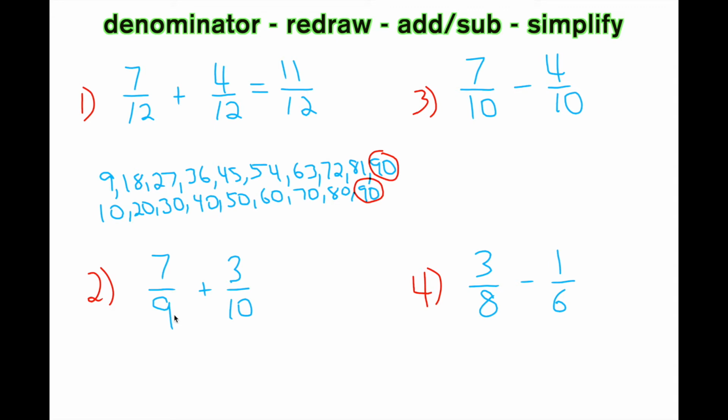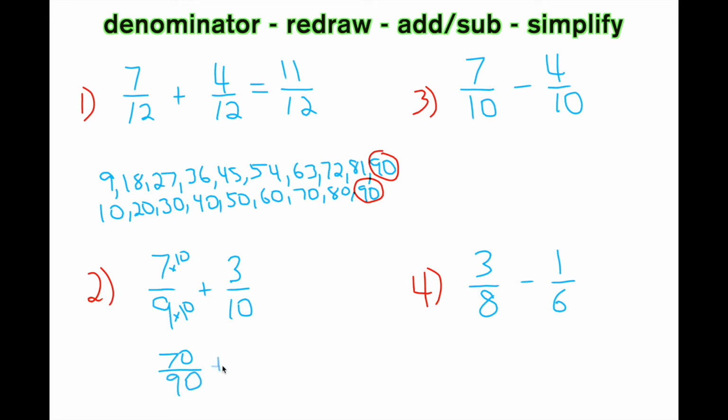In order to make this 9 a 90, we need to times it by a number that makes it 90. So 9 times what would be 90? Well, 9 times 10. But if we're going to times this bottom number by 10, we're also going to have to times this top number by 10. So 7 times 10 is 70. So let's write that down here. 7 times 10 is 70 over 9 times 10, which is 90.